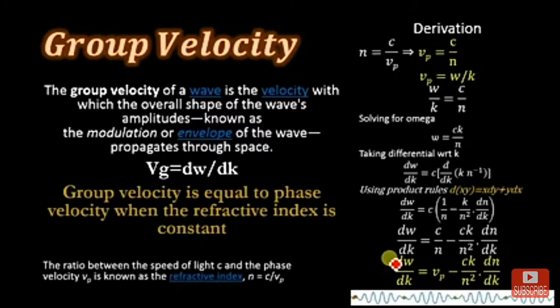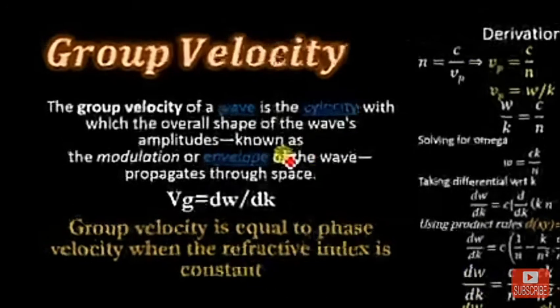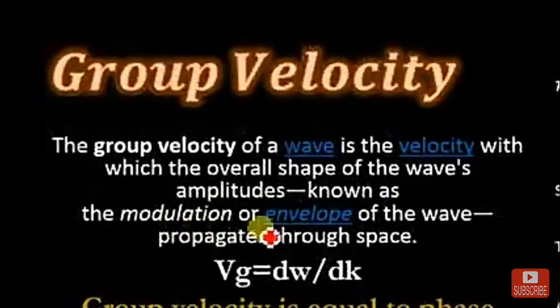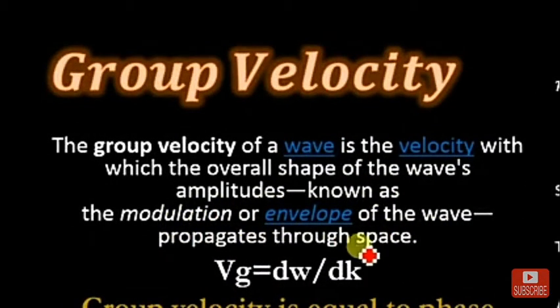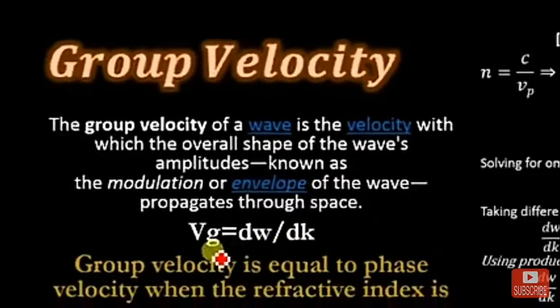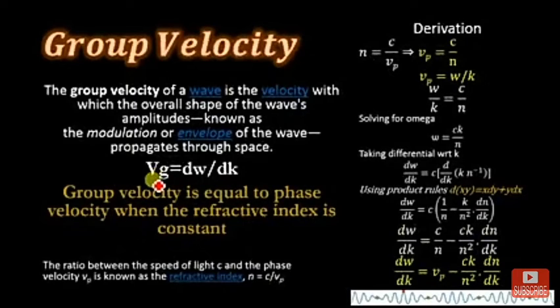Now what is the group velocity? The group velocity of a wave is the velocity with which the overall shape of the wave's amplitude, known as the modulation or envelope of the wave, propagates through space. Mathematically, group velocity can be written as Vg is equal to d omega by dk. Remember, the phase velocity was Vp is equal to omega by k, but here the group velocity is in differential term d omega by dk.